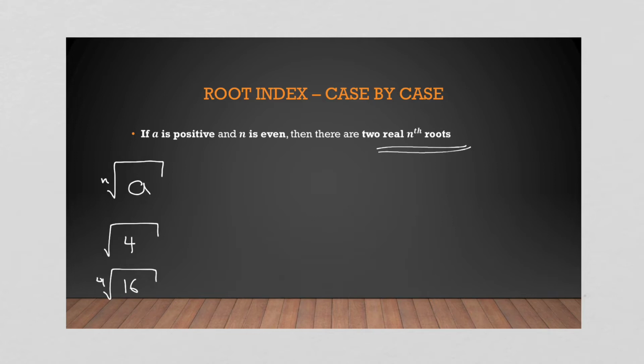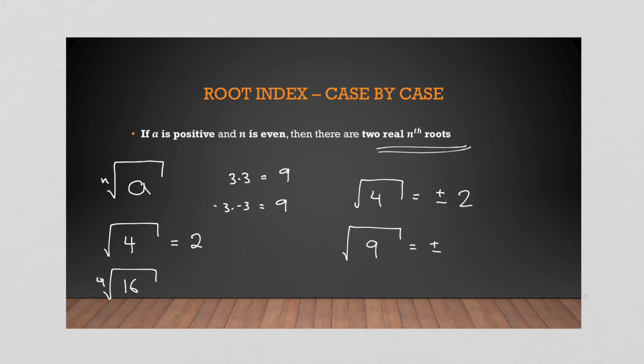when we take a square root, it's the same number multiplied by itself. And 3 times 3 is 9, and negative 3 times negative 3 is also 9. So we're used to saying, oh, the square root of 4 is 2, when in fact the square root of 4 is equal to plus or minus 2. And the square root of 9 is equal to plus or minus 3. And the fourth root of 16 is equal to plus or minus 2. Because either the positive or the negative value multiplied by itself will give you a positive solution.